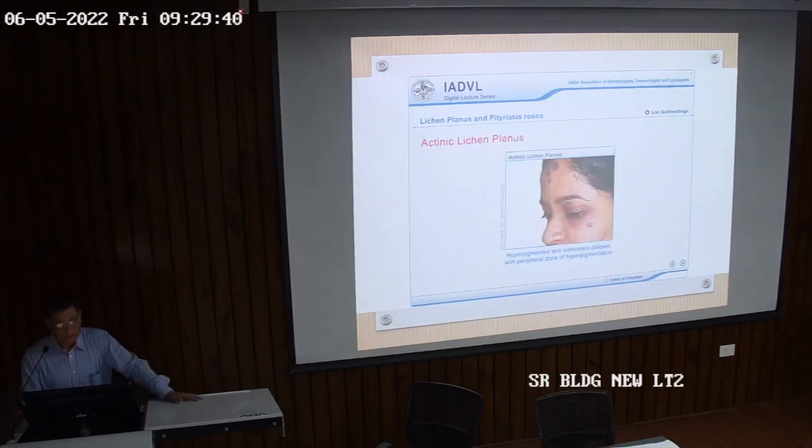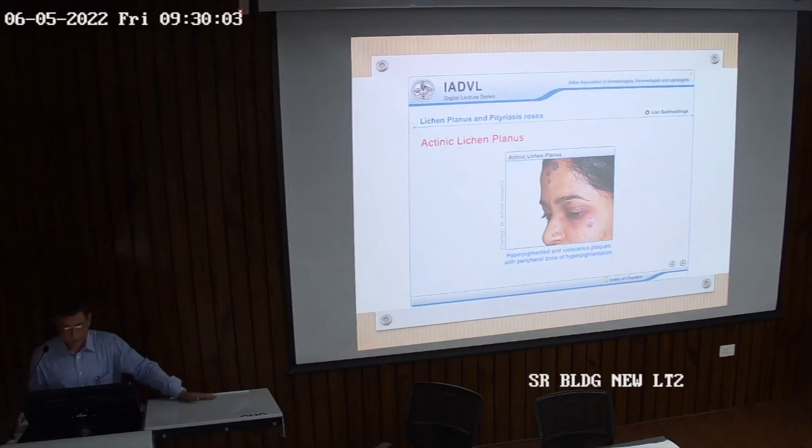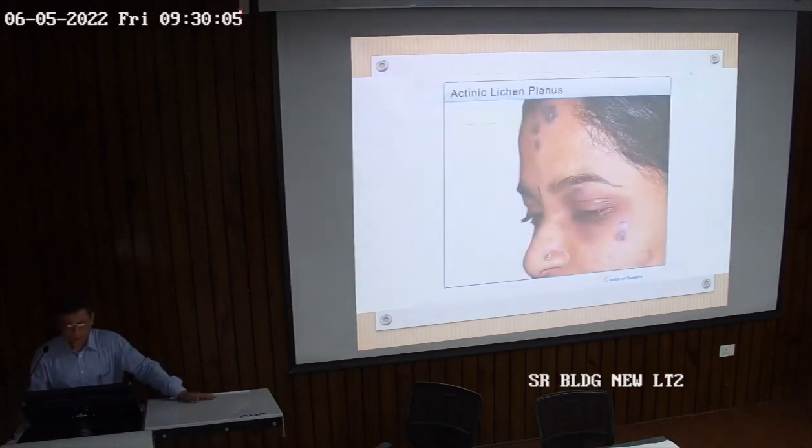Then this is actinic lichen planus. You'll find actinic lichen planus over the exposed areas where sun exposure is much more. So face is the most important area where the sun exposure is much more, especially the forehead and the convexities of the face, the cheeks, nose. You will find lesions over the face. Some of them are a bit violaceous and some of them have a hypopigmented rim around the hyperpigmented lesion. So this is a case of actinic lichen planus.